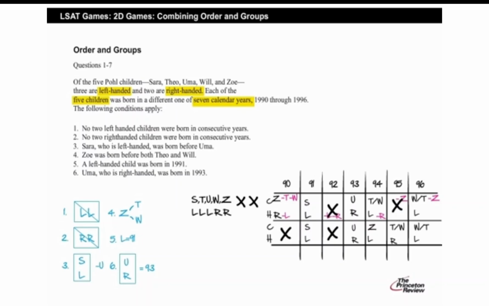This is great. You now know everything that can happen in the game and everything that cannot happen in the game. You'll basically just have to determine whether each question applies to scenario 1, scenario 2, or both scenarios, and proceed from there. Now you're ready to attack the questions.